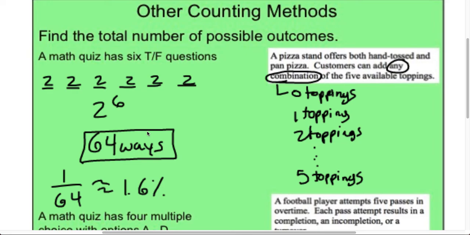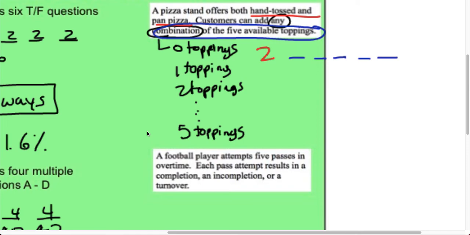So a pizza stand offers both hand-tossed and pan pizza. So for that part, again, you're only choosing one of them, so there's 2 options. But then for this part, any combination of 5 available toppings. There's 5 toppings to choose from, and for each one, you could say yes or no. So for each one, there are 2 options. Yes or no to the first topping. Yes or no to the second topping. Yes or no, yes or no, yes or no.